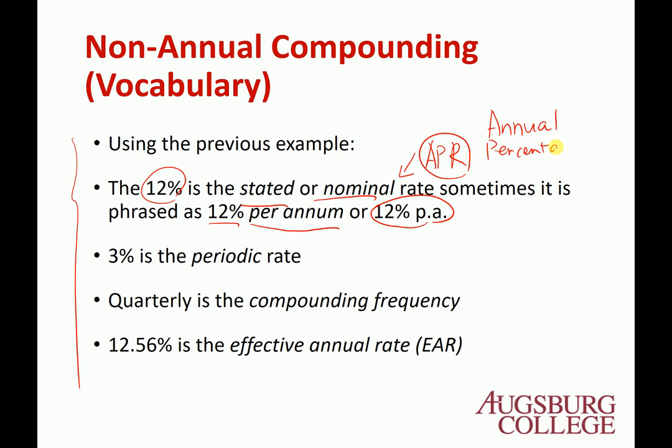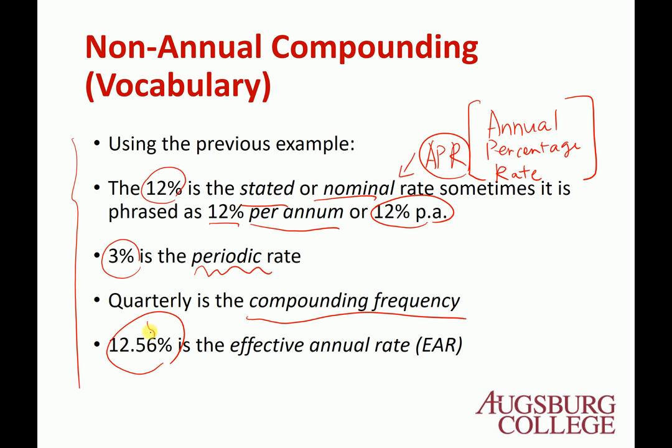Every interest rate you see is the APR, actually. This is the legal rate you have to announce. Now, 3% is the quarterly rate, also the periodic rate. Quarterly is the compounding frequency, and 12.55% for us, allowing for a probable rounding error, is called the effective annual rate, which is called EAR.